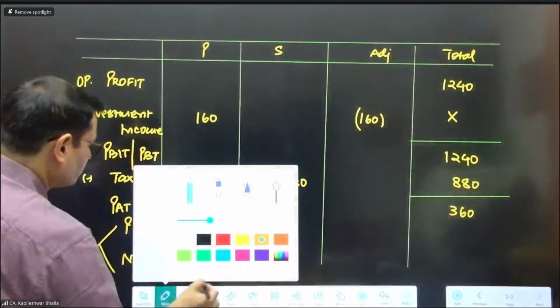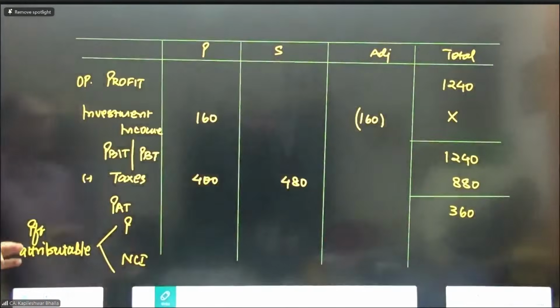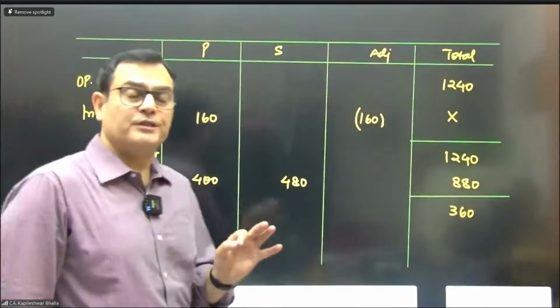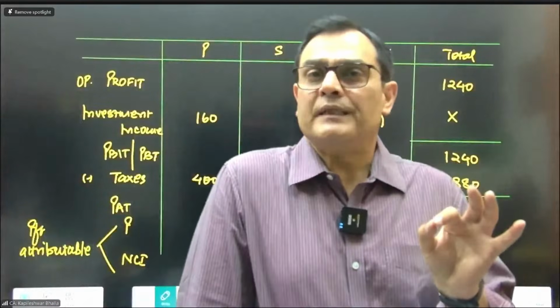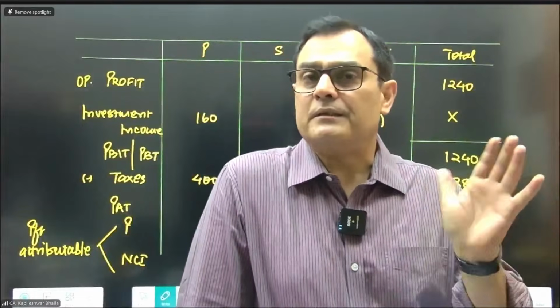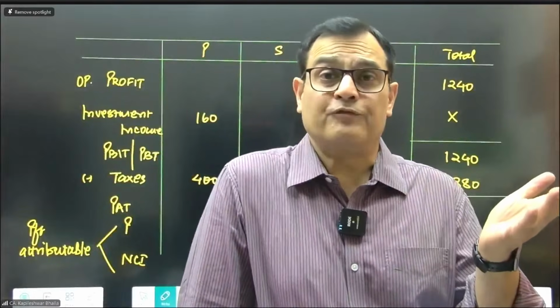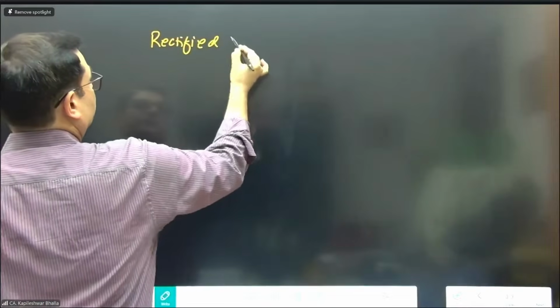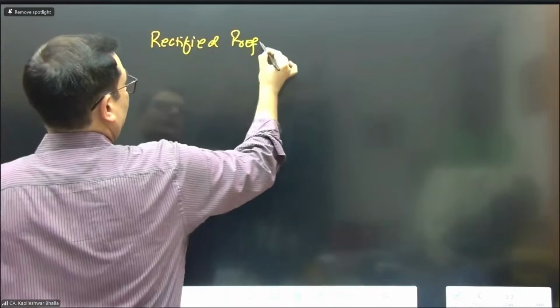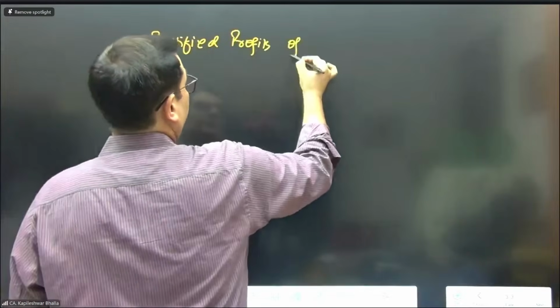Now, the only caution which we need to take care of is that when you split the profits belonging to the parent and NCI, you need to first of all compute NCI and the balance goes to the parent. So we need to get the rectified profits in this case. So let's make a small working note. This is regarding the computation of rectified profits of the subsidiary company.